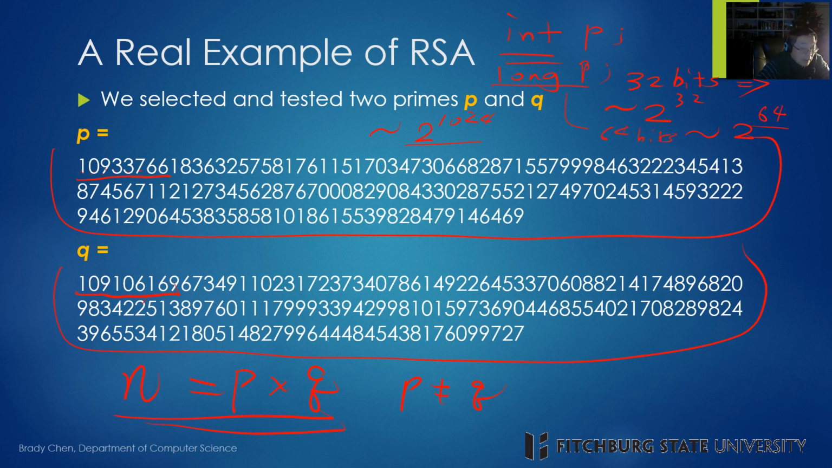Okay, that gives you some idea. For P, it's half of this number, at least about 2 to the 512. That's for P. That's for N, and the Q is also about 2 to the 512. So that's P and Q. And we have to use a specially defined algorithm.